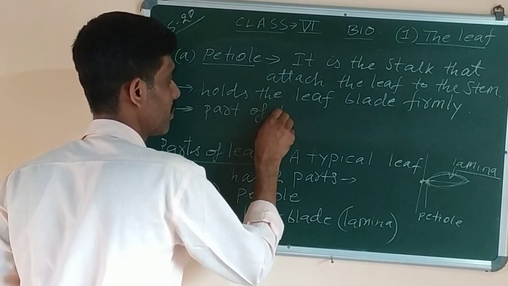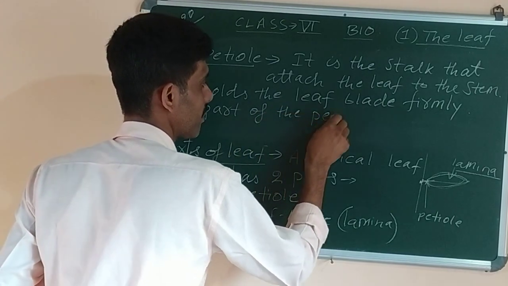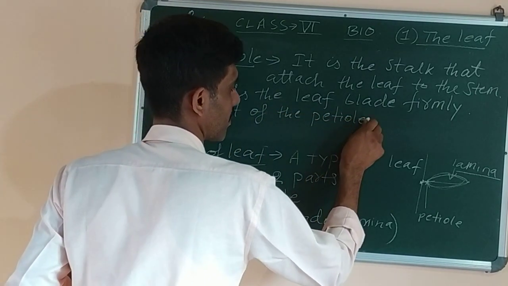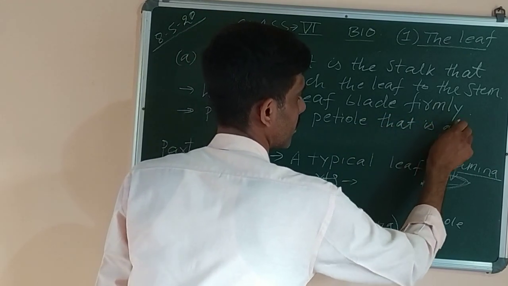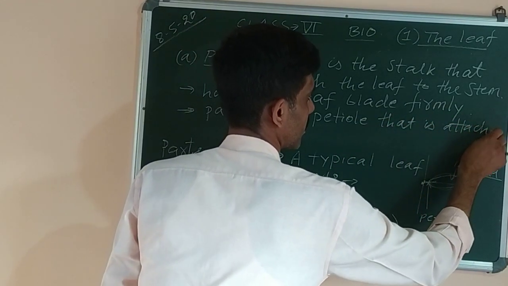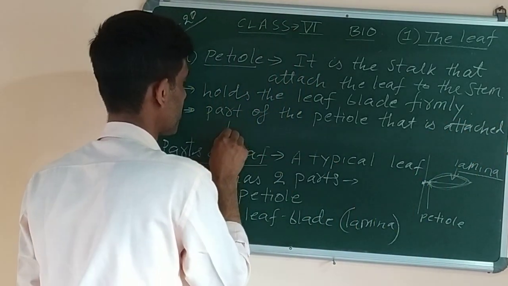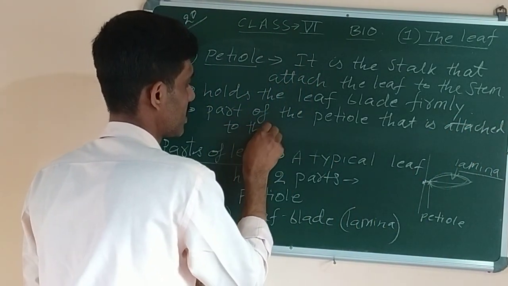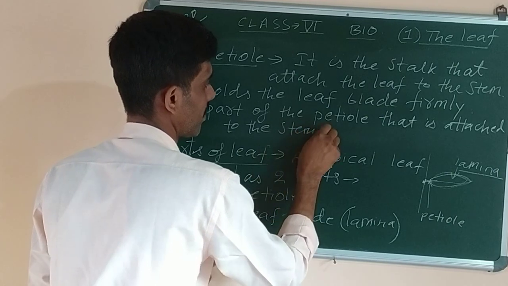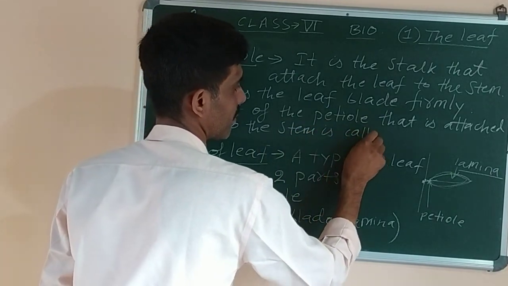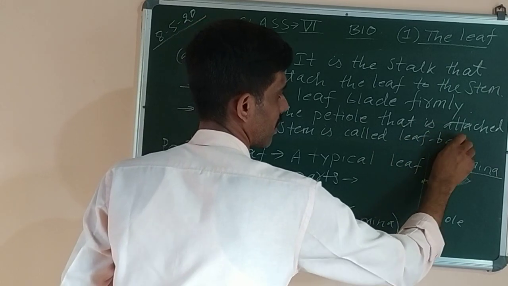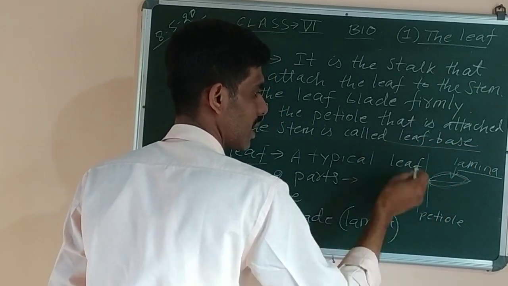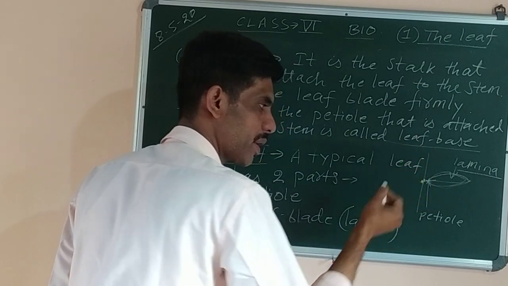Part of the petiole that is attached to the stem is called leaf base. If it is asked what is leaf base, it is the part of the petiole only.